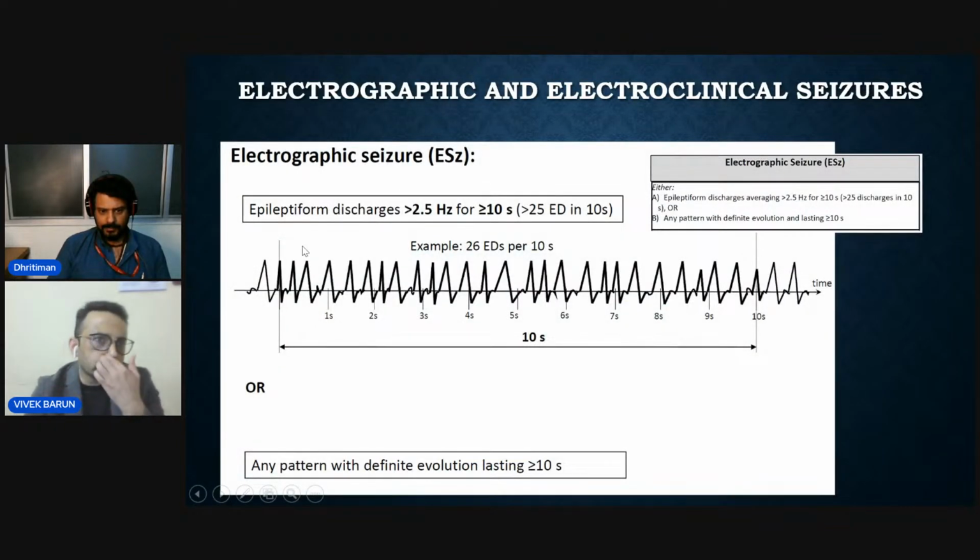This is again a schematic representation. I took it from the ACNS paper, which was published in 2021. I recommend everyone have a look at it. They are showing that in 10 seconds there are 26 discharges. So it is more than 25, right? So it becomes an electrographic seizure.